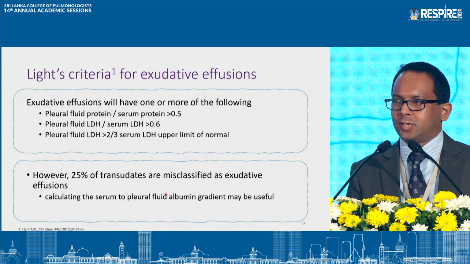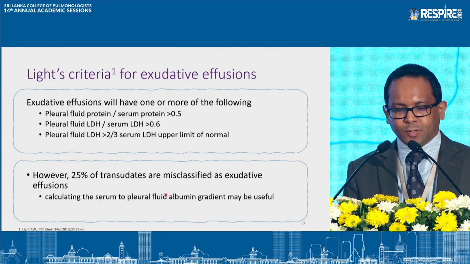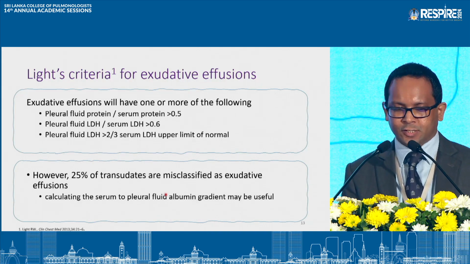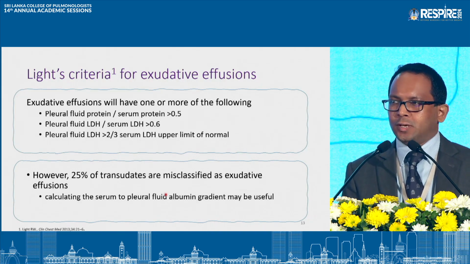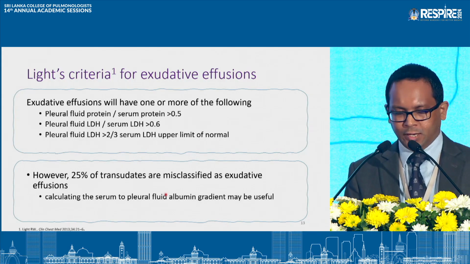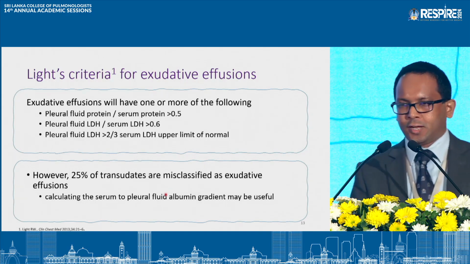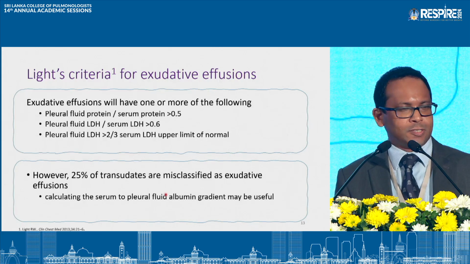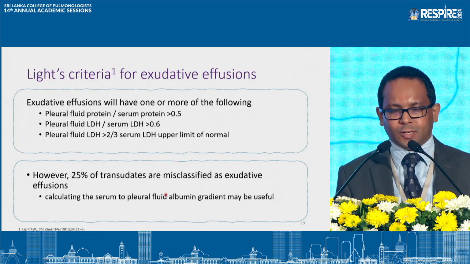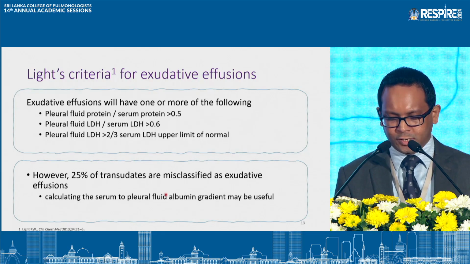And one of the parameters that we can use is Light's criteria. Here, there's 3 criteria. If any one of them are positive, then we can take it as an exudate. And it's based on the pleural fluid protein, serum protein ratios, and the pleural fluid serum LDH, and so on. An important note is that even with Light's criteria, especially in patients with heart failure treated with diuretics, up to a quarter of transudates can be misclassified as exudative effusions.